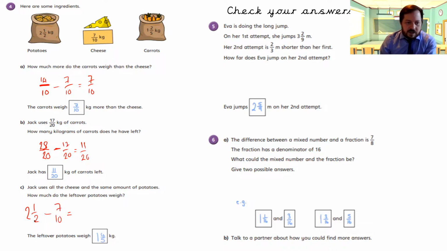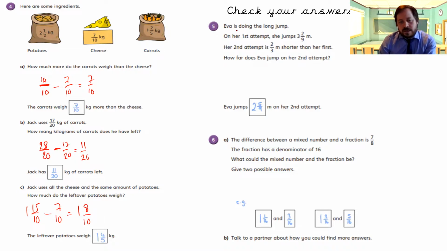First off, put this in terms of tenths. So that's timesing by 5. That's timesing by 5. We don't have enough. We break the whole. One whole is the same as 10 tenths. So we add 10 onto 5 and get 15. And then we get 1 8/10, which is the same as 1 4/5.